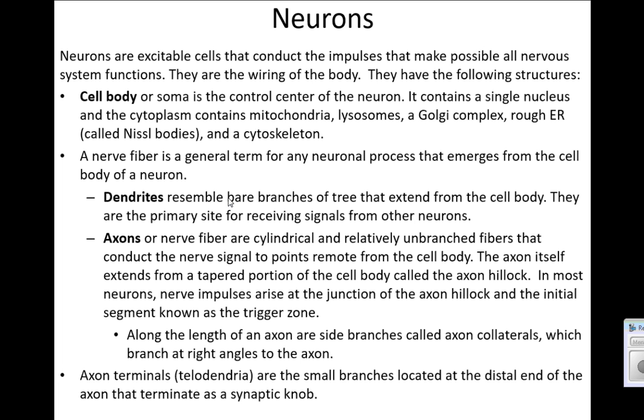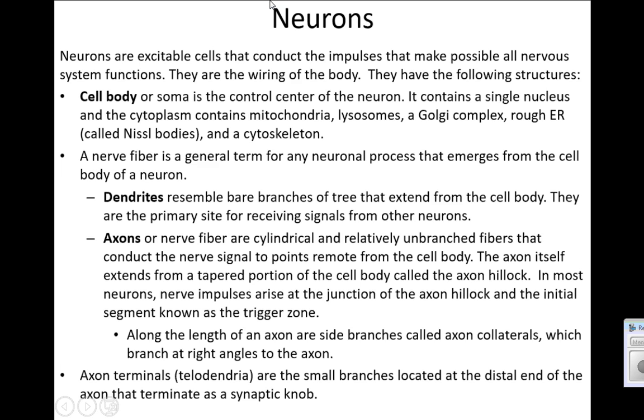When a neuron moves ions in and out, it changes that resting membrane potential. That's how we conduct impulses. And impulses are going to make possible all those nervous system functions. So therefore, we can think of neurons as like the wiring of our body.